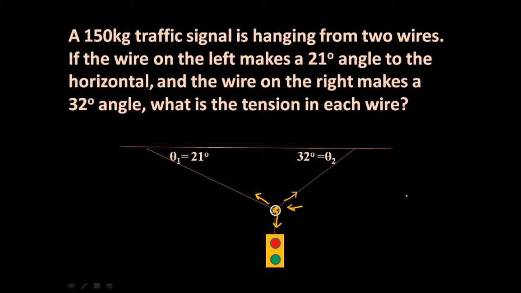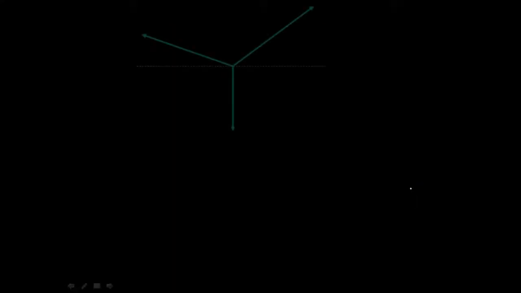Since it's in equilibrium, we don't have to worry about the mass because there isn't going to be any acceleration to deal with. Of course, the connecting point doesn't have any mass. The traffic signal does, and that's what's providing a force, but it's the force that matters. So let's draw that free body diagram. It's going to look like this. They are all pulling forces.